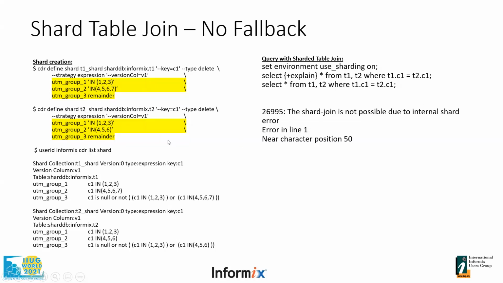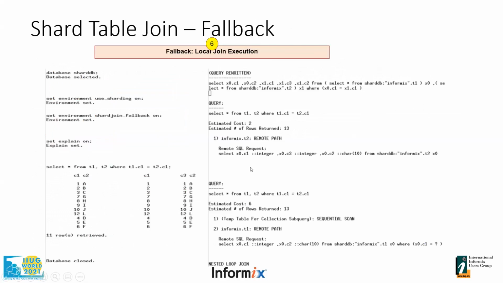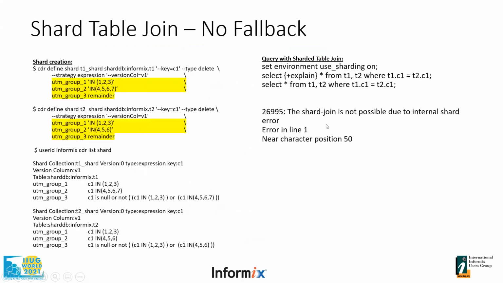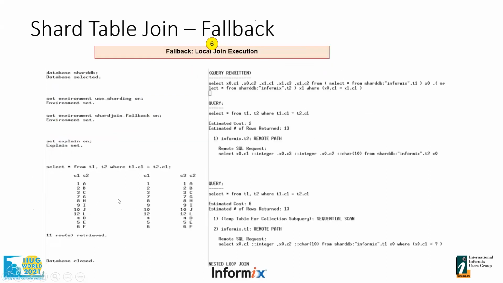But we want to give some sort of fallback mechanism, although it is going to be a little bit, or I would say even more suboptimal plan, but we just wanted to run it through to completion. So we have introduced a new environment variable called shard_join_fallback on. By doing this, earlier it was throwing an error because we did not give that environment variable, but now it's going to perform this.